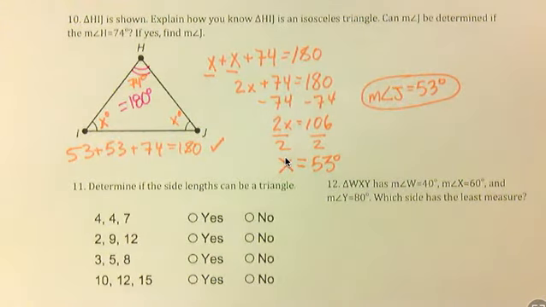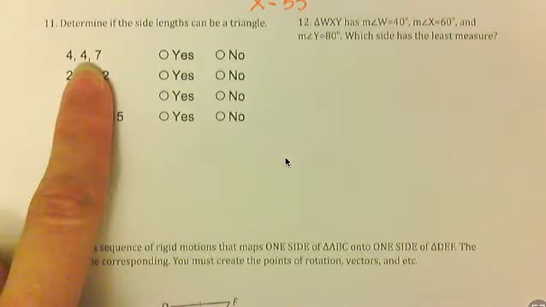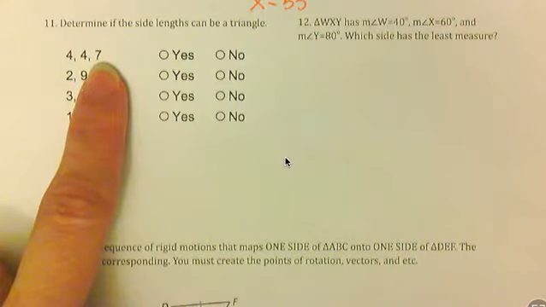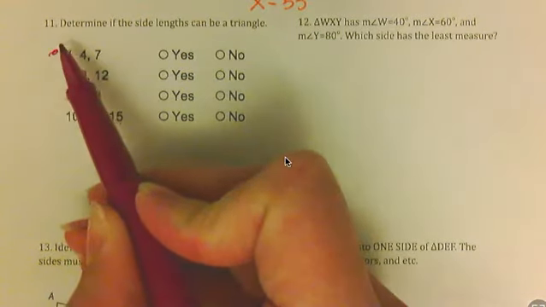Determine if side lengths can be a triangle. This one is the stuff that we just learned with the triangle inequalities from module 7.3. That's one where I showed you the Professor Berger video. So you have to do the triangle inequalities theorem where you add each side and figure out if it's greater than the third side. So I'm going to do this first one in purple.